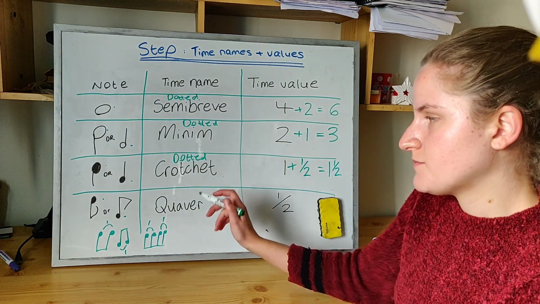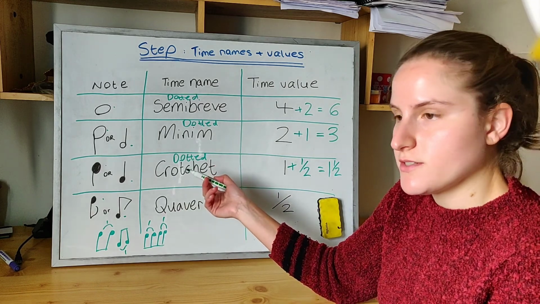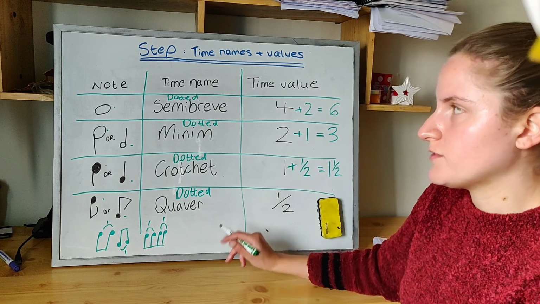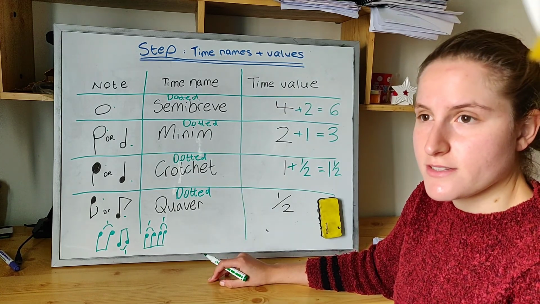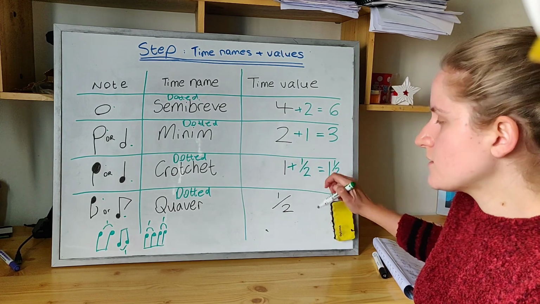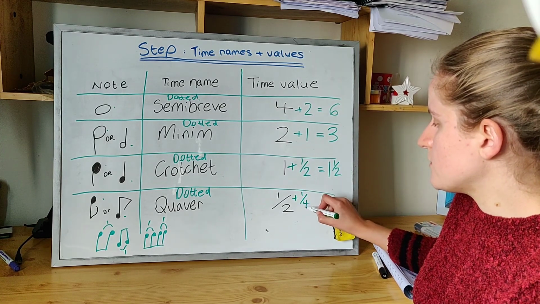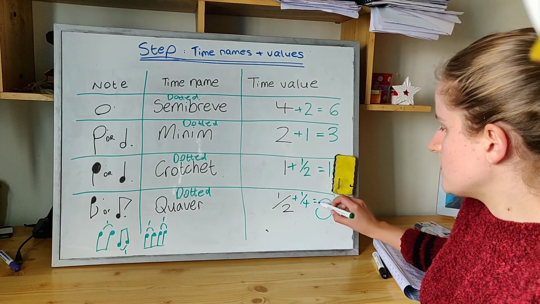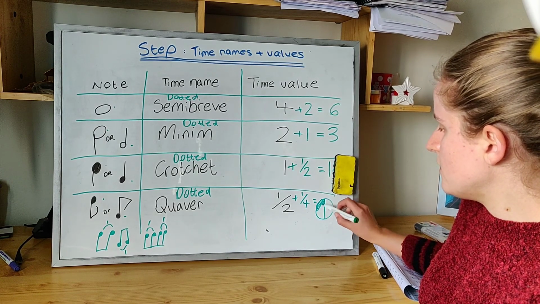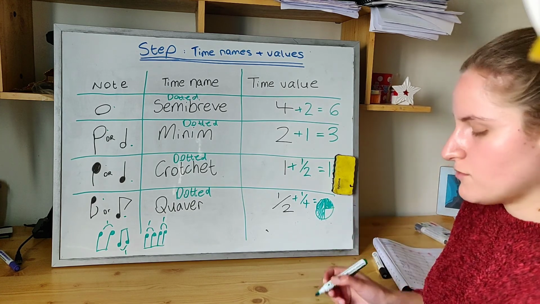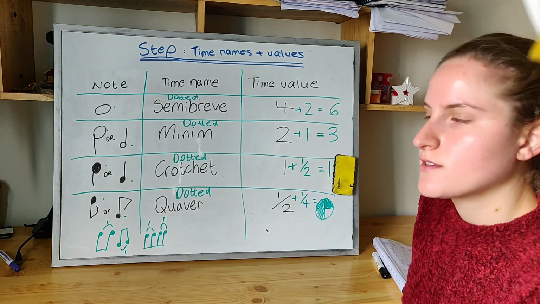Finally, a Quaver. So a dotted Quaver has a Quaver plus half of a Quaver, which we haven't covered yet for this step, but for those of you who are doing grade 1, we add half of a Quaver, which is a semi-Quaver. So if we had to draw it as in a cake, we have half plus half of half. So we have 3/4.